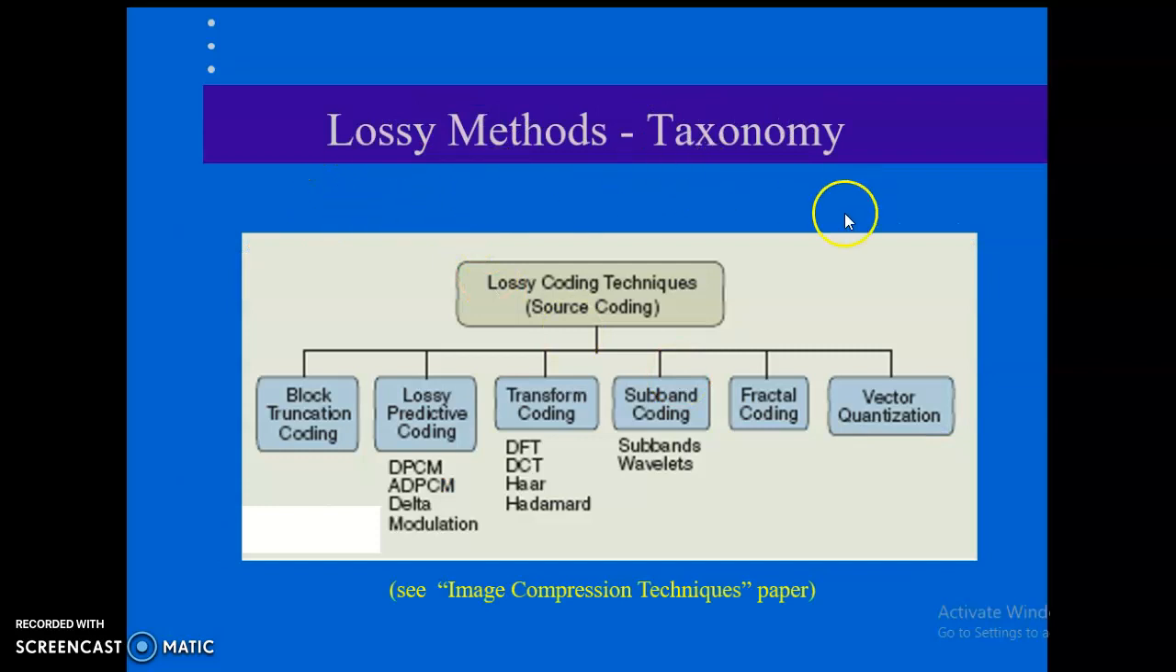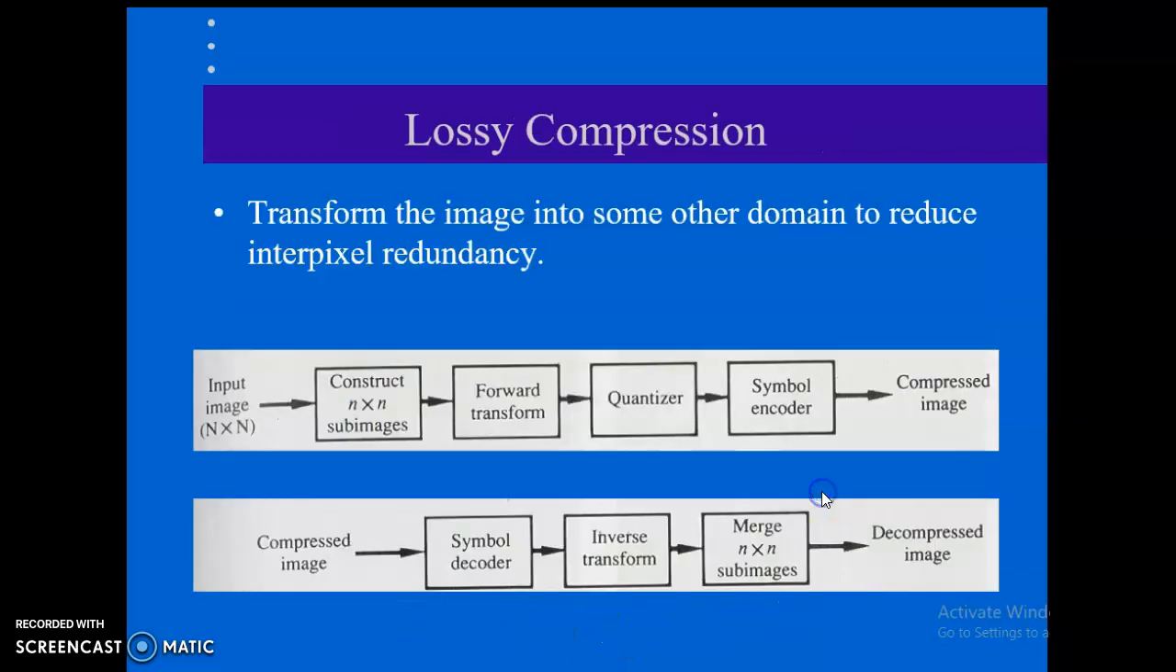Lossy methods taxonomy. Lossy coding techniques: source coding, block truncation coding, lossy predictive coding (DPCM, ADPCM, delta modulation), transform coding (FFT, DCT, or Hadamard), subband coding, subband wavelets, fractal coding, vector quantization. See the image compression techniques paper.